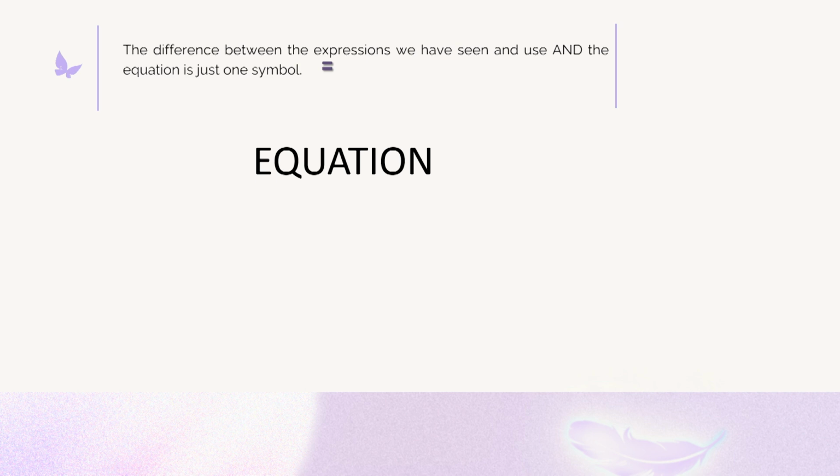The difference between the expressions we have seen and used plus or and the equation is just one symbol. And here's the symbol that we've used. This one symbol speaks huge volumes. So when I look at the word equation, it literally looks almost like the word equal. I'm just missing one letter.